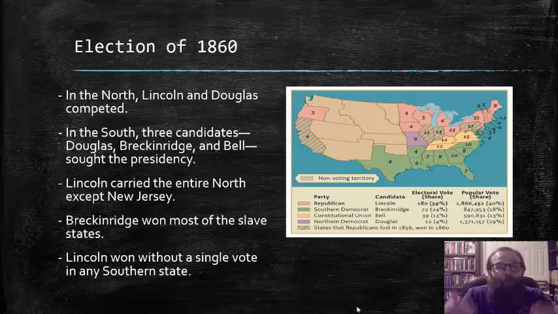And Lincoln ended up winning the election through the Electoral College, despite the fact that he did not get a plurality of the popular vote, and he wasn't even on the ballot in the majority of the slave states, and won the presidency without a single vote in any southern state, which essentially made him, into the Southerners' eyes, the president of the North only, and did not represent the South in any way, shape, or fashion.